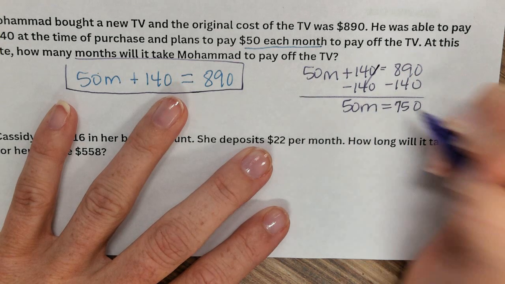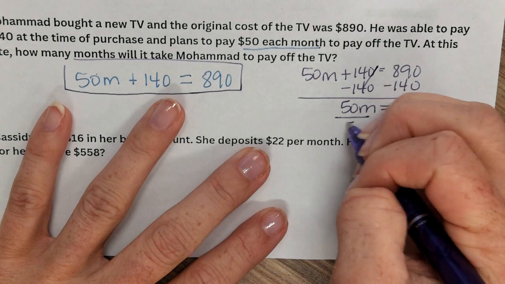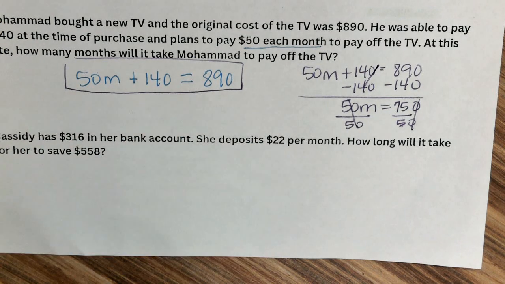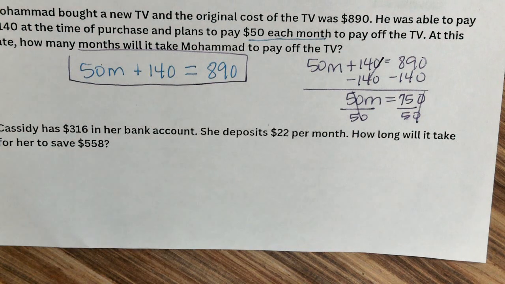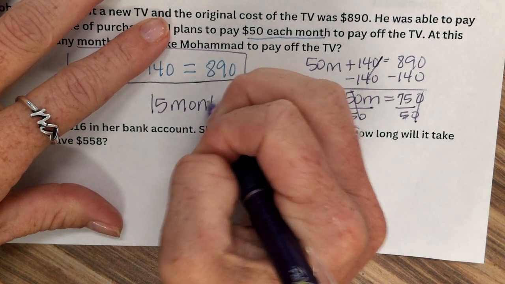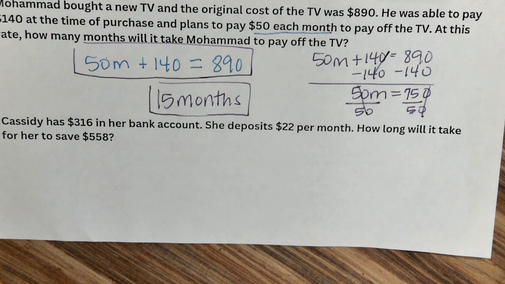equals 750. And then how do I get rid of the coefficient 50? Divide both sides by 50. And y'all know y'all can cross the zeros out. That's simplifying. And 75 divided by 5 is 15. So how would I answer the question? M equals 15. 15 months. That's why in real world problems, I love to use the variable of what I'm talking about, and then I know how to label my answer.